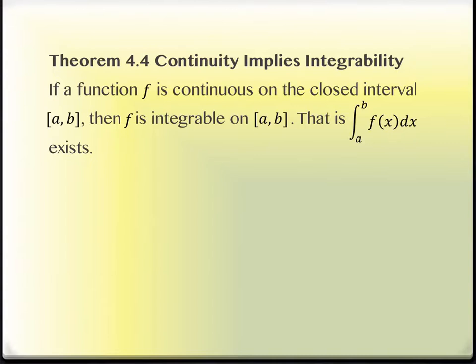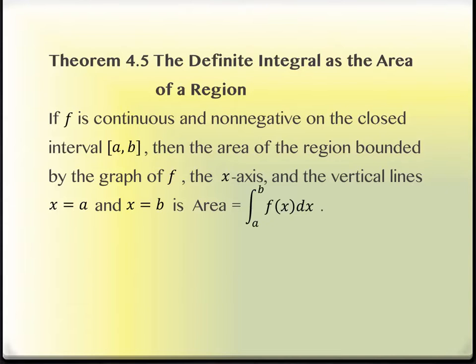So this integral from a to b of f of x dx will always exist for continuous functions. And this is the one that I was talking about before, all written out for you. If f is continuous and non-negative, that means it's above the x-axis, then what we get when we're finding this definite integral from a to b is actually the exact area. It's not an approximation like we did in 4.2, right? It's actually going to be the exact area.